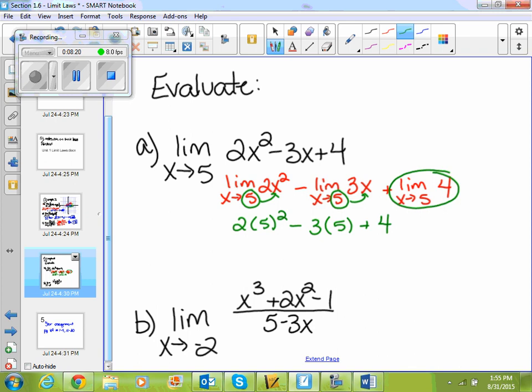So then if I evaluate, 5 squared is 25, and 25 times 2 is 50. 3 times 5 is 15. And what's 50 minus 15 plus 4? 39.